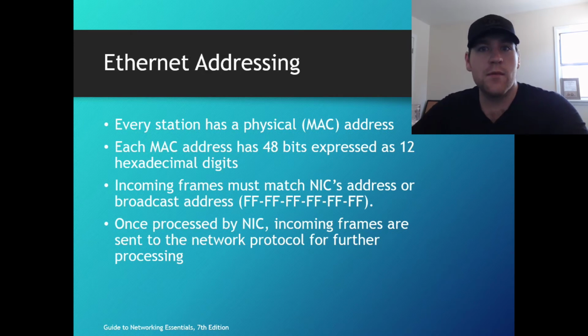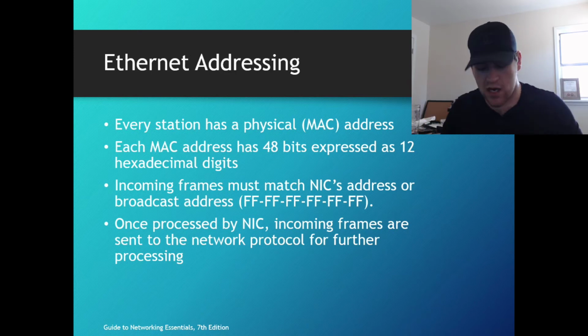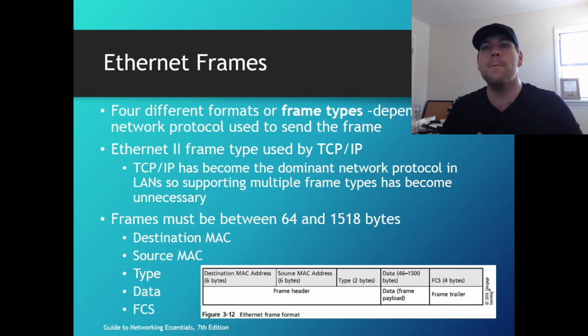In order for a NIC to receive an incoming frame, it must match the NIC's burned-in address, or be a broadcast. So it would have the broadcast address in the frame's destination MAC portion. Once a frame is processed by a NIC, it sends it up, obviously, to network protocols. We've discussed this when we talked about NICs, so let's move on from that.